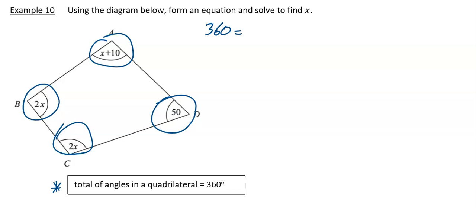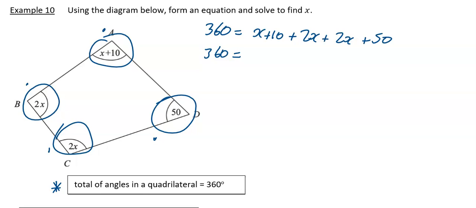So 360, I'll start with angle A and I'll work around angle B, then angle C and angle D. So angle A was x plus 10, angle B was 2x, angle C was also 2x, angle D was 50. So let's just sort that out. That's 360. We'll just look at these. We had x plus 2x plus another 2x. So that's going to be a total of 5x. And then we have 10 plus 50, which is just going to be 60.